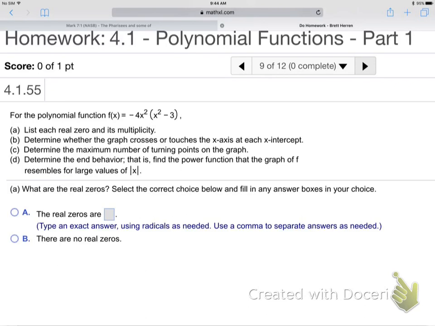Let's try this one. Same kind of thing. List the zeros. I think your average was 78 or 79, something like that. So list the zeros and their multiplicity for that one.